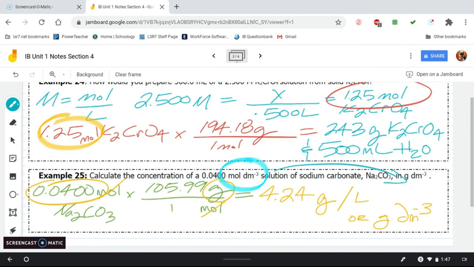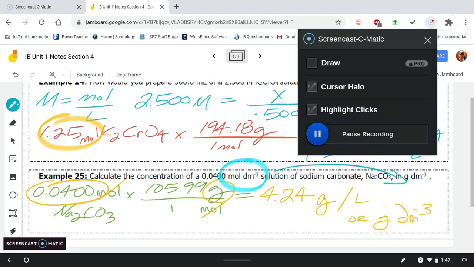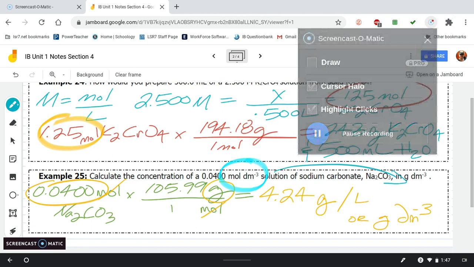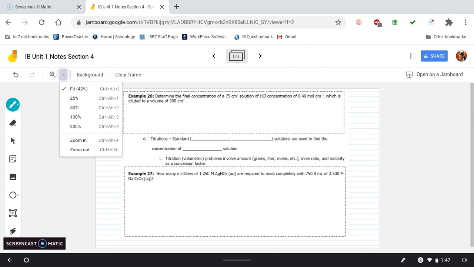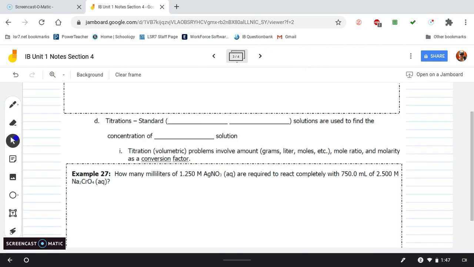So, all right, let's check our time. All right, I'm going to go ahead and go to the next one. I got enough time, I think I can squeeze that one in. And so this is a dilution problem. And these are pretty quick.